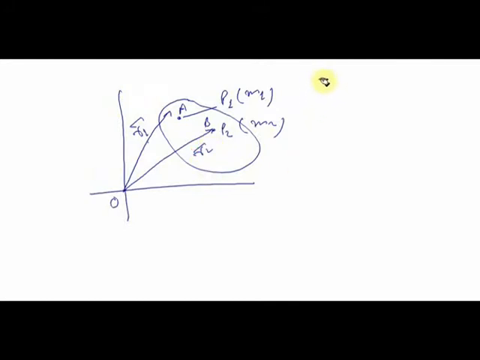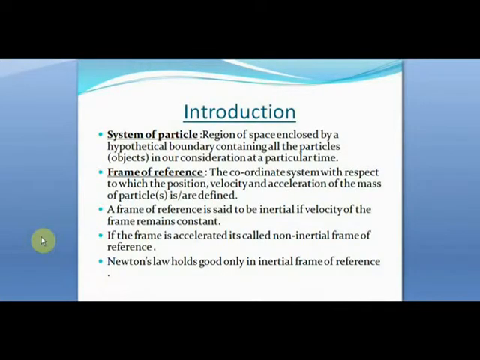If we take some other frame of reference, that is some other coordinate system which has its origin here, O1, then you'll see that the position vector, velocity vector and acceleration vector of these particles will change. Now we call a frame of reference inertial if the velocity of the frame remains constant. It also means that if a frame is at rest, then also that frame of reference is inertial. If the frame is accelerated, it's called a non-inertial frame of reference, and Newton's law holds good only in an inertial frame of reference.